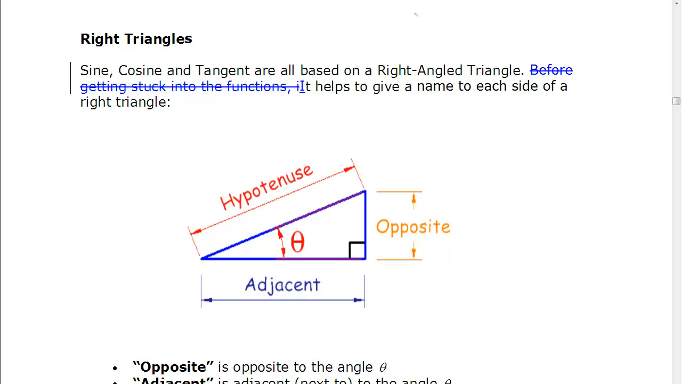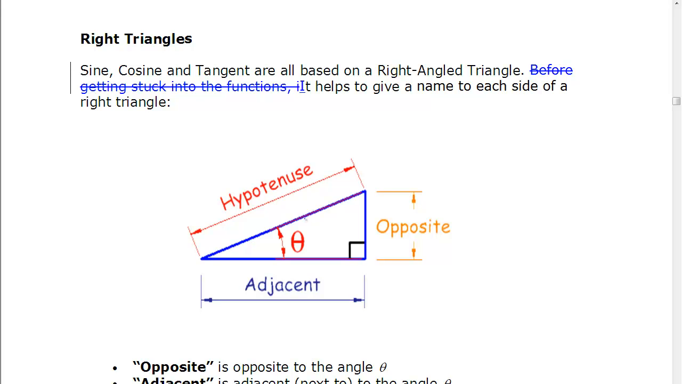In this lesson, we're going to talk a little bit about right triangles and the trigonometric functions. So first we're going to talk about sine, cosine, and tangent functions, and they're all based on a right triangle. All of these things that we're going to say are only true if you have a right triangle.